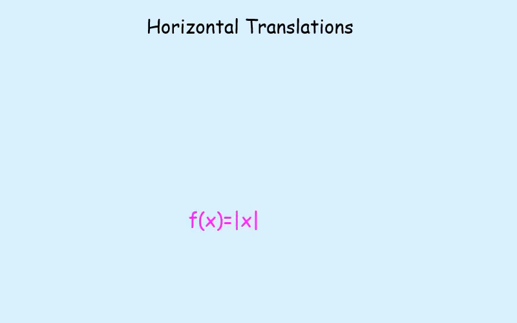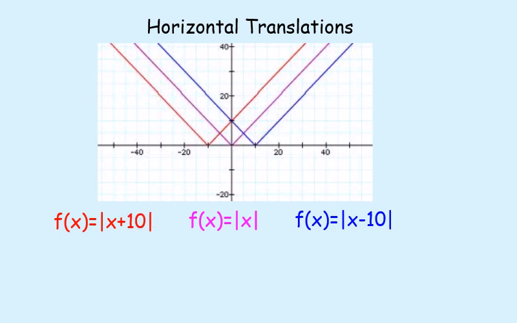For horizontal translations, we have the same type of form, but this time everything is included inside the absolute value bars. So again, in purple in the middle, we have f of x equals absolute value of x, which is the parent function. On the left, on the negative side, we have f of x equals absolute value of x plus 10. So it actually does the opposite of what you think it's going to do. Plus 10 actually moves minus 10.